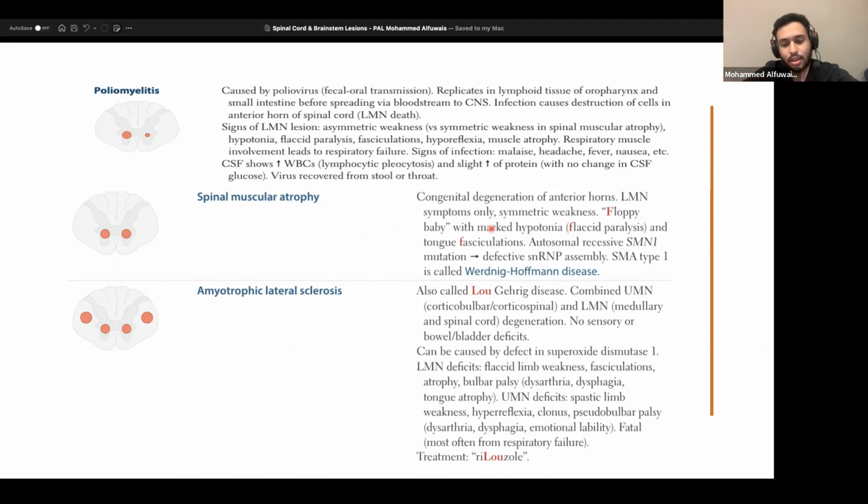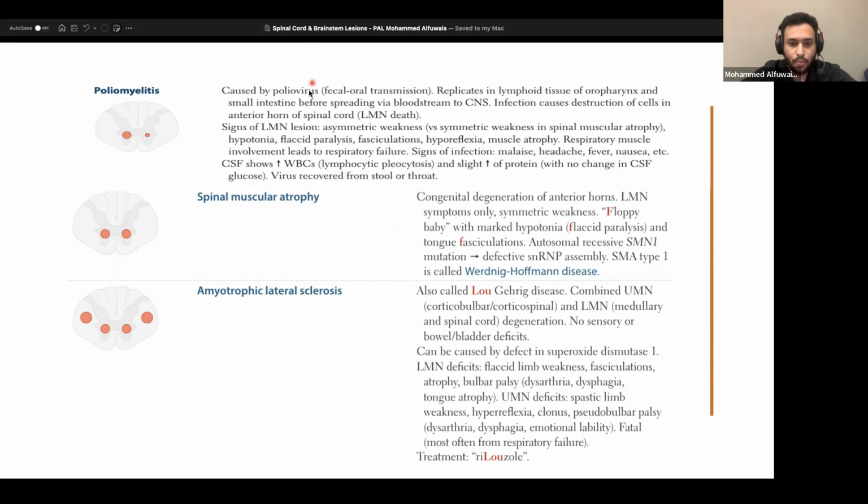Okay, it's symmetrical. And basically, it's called Werdnig-Hoffmann disease. It's a genetic disorder, an autosomal recessive SMN1 mutation. You don't really need to get into details of this at all in terms of what this is, but you just need to know how to localize and find this lesion. Are these two clear for you guys?